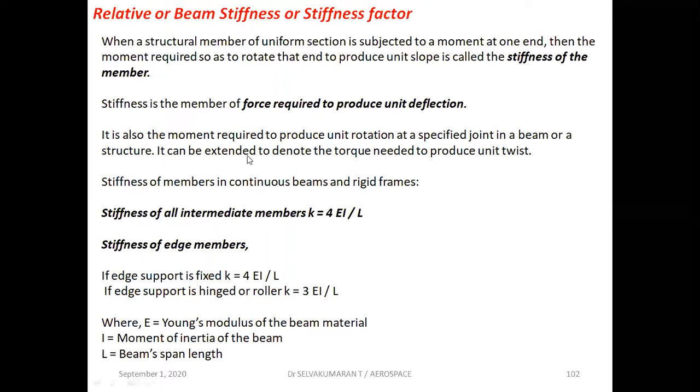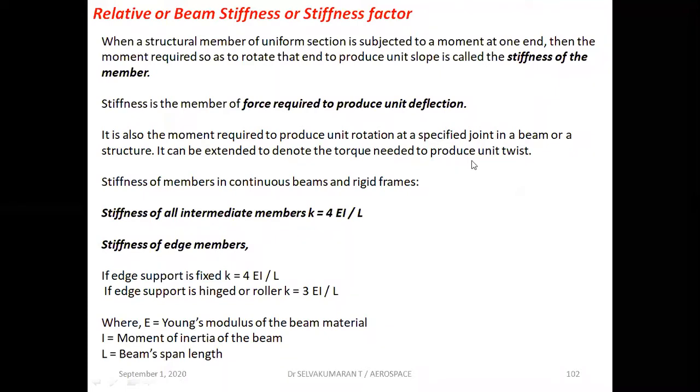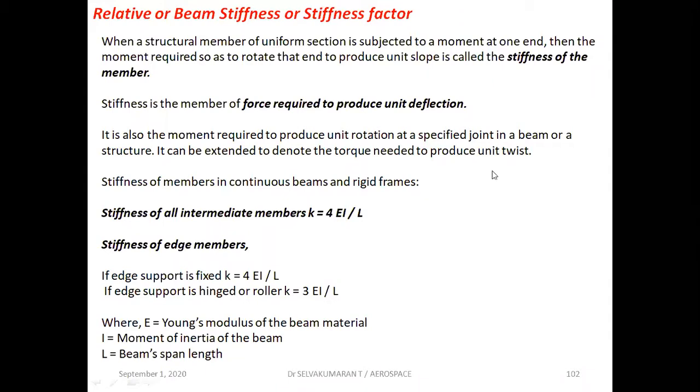It can be extended to denote the torque needed to produce unit twist. For example, if torque is applied, it means the torque needed to produce unit twist. If rotation is applied, it means the force required to produce unit angle or unit slope, whatever it is. When torque is coming into the picture, unit twist. When force or moment is applied, unit slope or unit rotation.